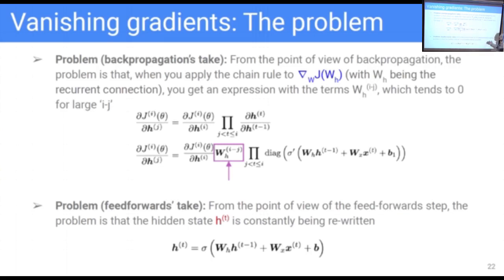But you can also understand the problem, at least the vanishing gradient, which is the most common one, the one that emerges more easily, from the point of view of forward propagation. You will realize that in a recurrent neural network, this hidden state, which is what will allow us to relate something from several steps ago to what happens now in this current state, keeps being modified over and over again.